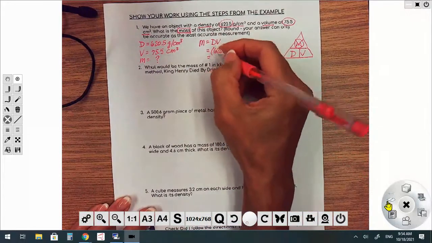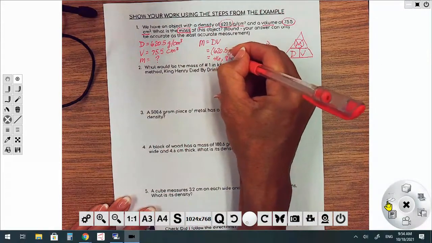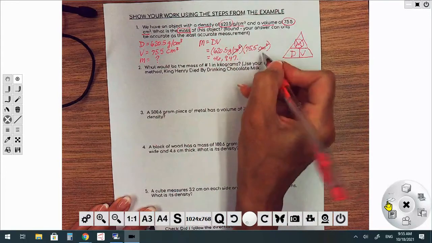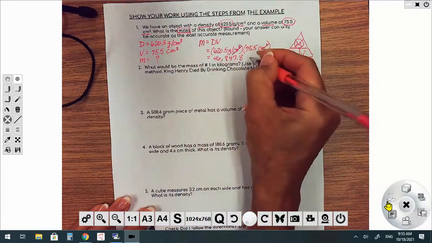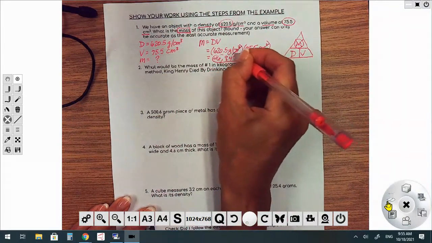And when you put that in the calculator, you should have gotten 46,847. And we want to round to the tenths because these two measurements are to the tenths place, which means we'll have 0.8 grams. And then circle your answer.